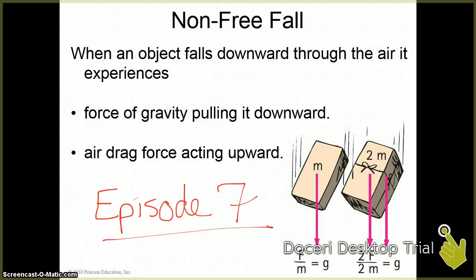Non-free fall is what you would experience and what you observe in everyday life. Because when an object falls through the air, it's going to experience not only the force of gravity that's pulling it downward, but also the air drag of the air. The air actually resists the motion of the object falling through it, and it points upwards. Air drag is actually, as I mentioned in an earlier episode, a form of friction.